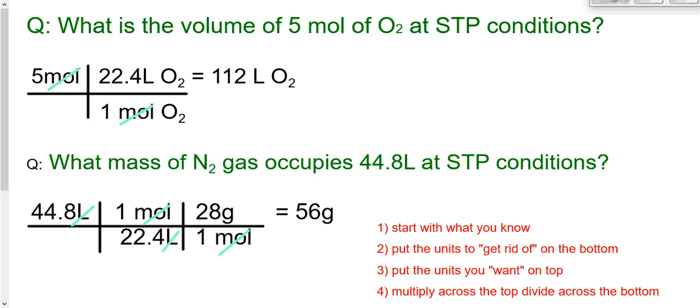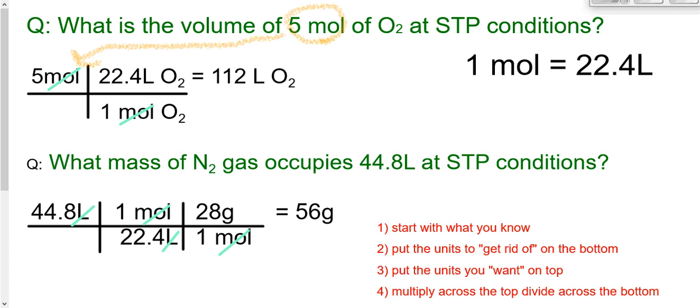Here's a good example. What is the volume of 5 moles of oxygen at standard temperature and pressure conditions? Don't worry that we've said standard temperature and pressure here. That just tells us we're allowed to use that truth, that 1 mole takes up 22.4 liters. And it doesn't matter what the gas would be. So again, we're going to start with what we know.